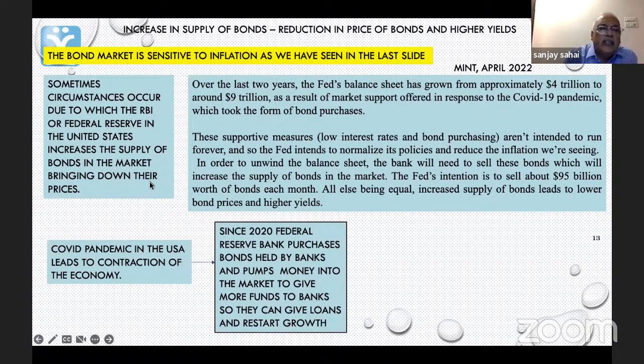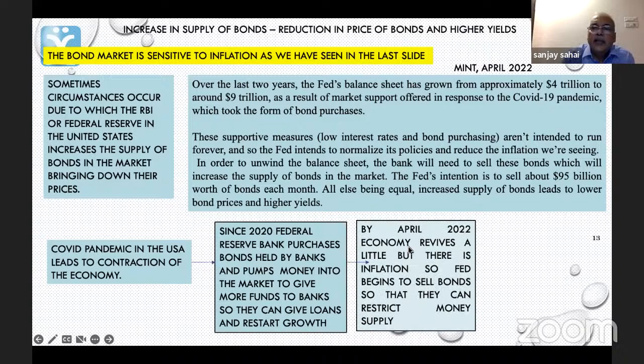So basically, the flow is like this. COVID pandemic happens. The Federal Reserve Bank purchases bonds held by banks and pumps money into the market to give more funds to the banks so they can give loans and restart growth. First step. Then by April 22, the economy revives a little, but there is inflation. So the Fed begins to sell bonds so that they can restrict money supply.